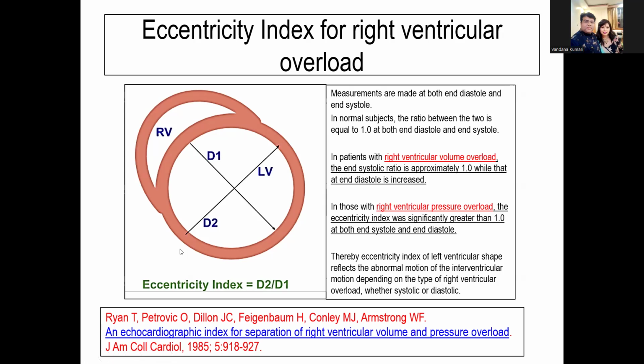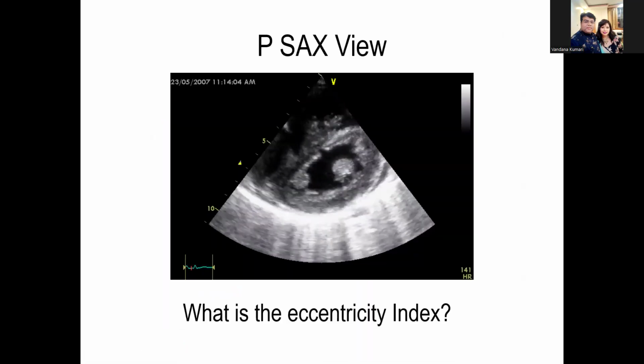Now think of this phenomenon during diastole and systole. If during diastole it is 1.2 and it becomes 1.5 during systole, it means it's a pressure overload. When the RV has more pressure than the LV, during RV-LV systolic contraction, this interventricular septum will bulge further during systole. Now let's go back to my picture.